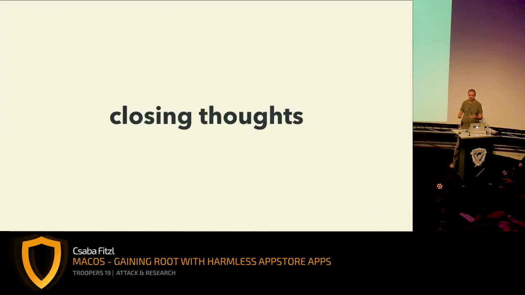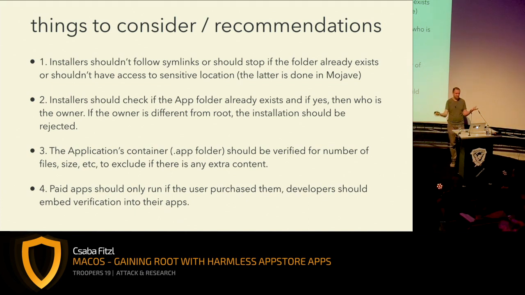So some closing thoughts, my recommendations for Apple for the fixes. I think that the installer shouldn't follow symlinks at all and should stop if the folder already exists. And it shouldn't have access to sensitive locations, and this is what's being done in Mojave. Or I think the perfect fix would be if, when you install an application and that application folder is already there and it's not owned by root but by the user, then the installer should just exit and die, and the application shouldn't be installed at all.